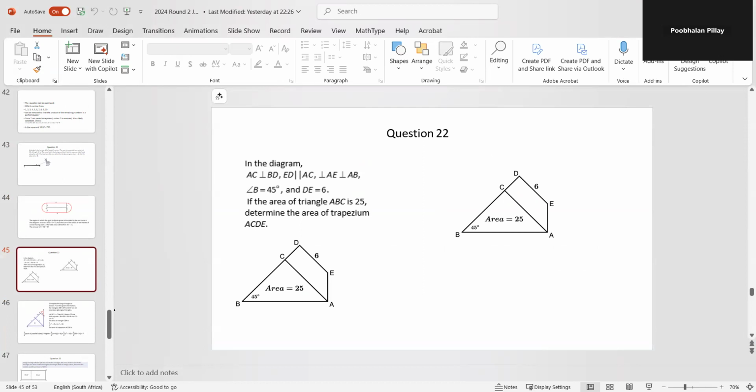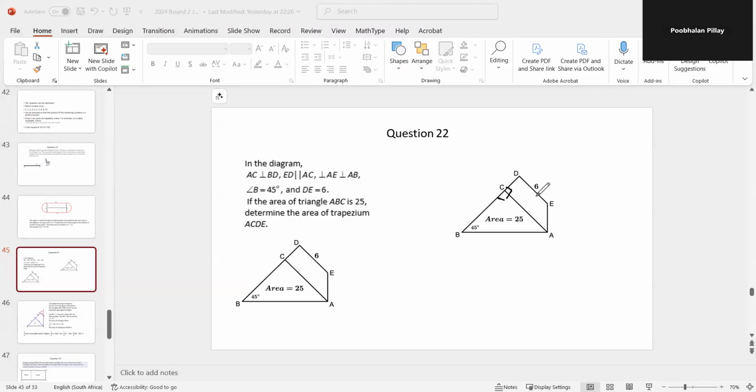In the diagram, AC is perpendicular to BD. This is AC. AC is perpendicular to BD, right? Let's make this here 90 degrees. Okay. ED is parallel to AC.